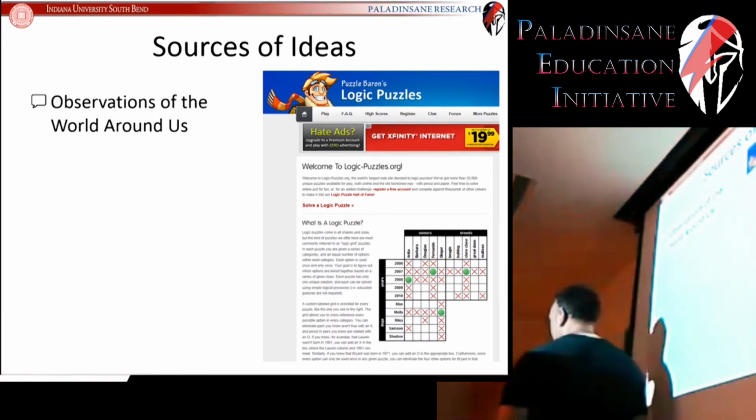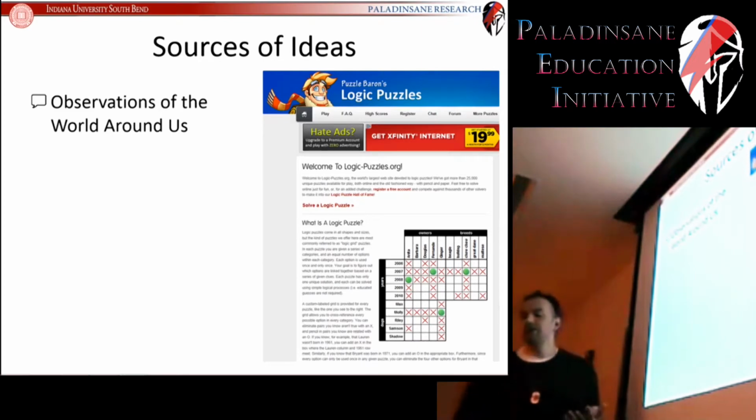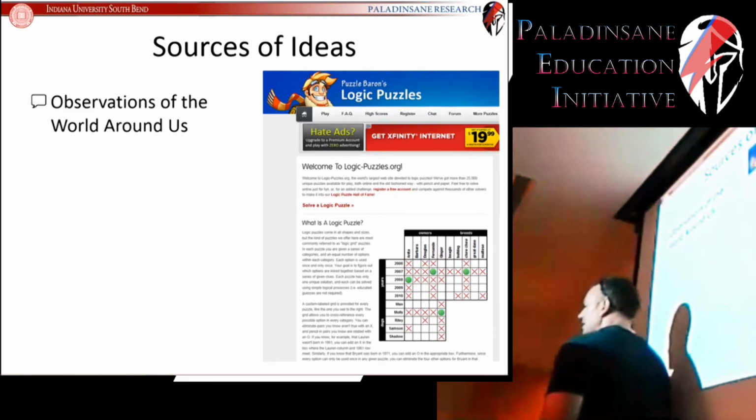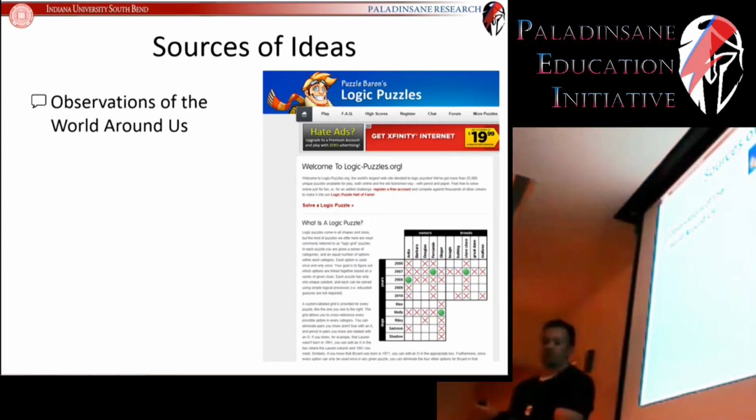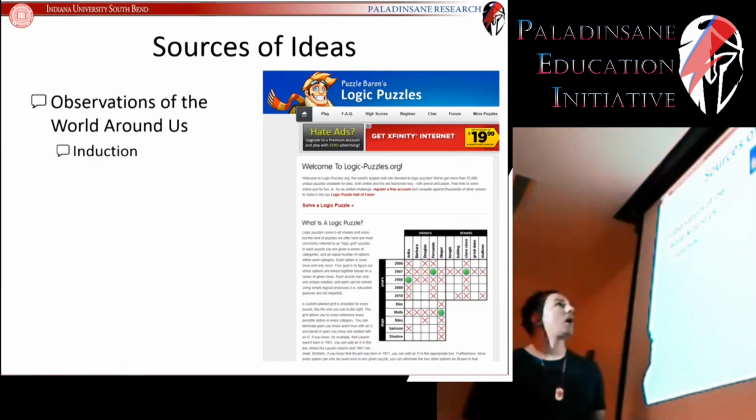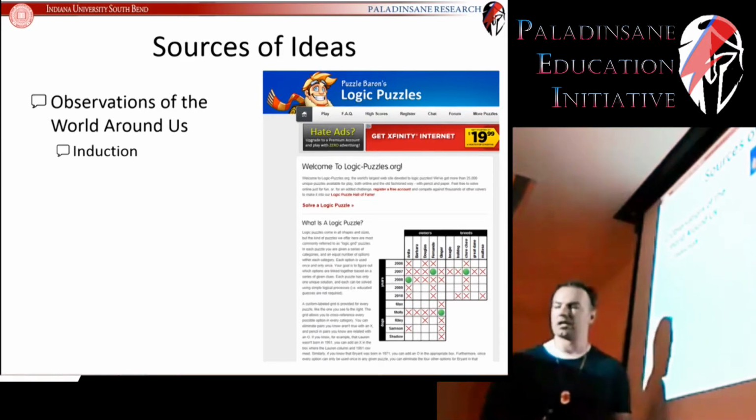Other sources of ideas are just observations of the world around us. Sometimes we just see things, see behavior, see phenomena that catch our attention, and we simply ask ourselves, what is going on? So observations of the world around us, that is induction.